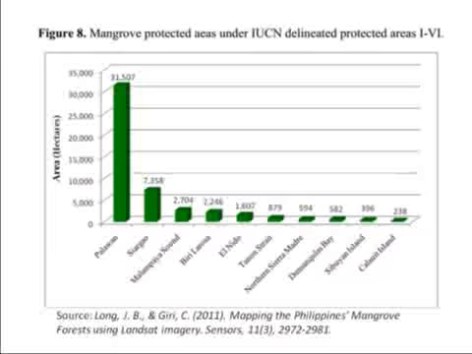Of the more than 50,000 hectares of Palawan mangrove, only about 39,000 hectares were covered for protection by the International Union for Conservation of Nature.